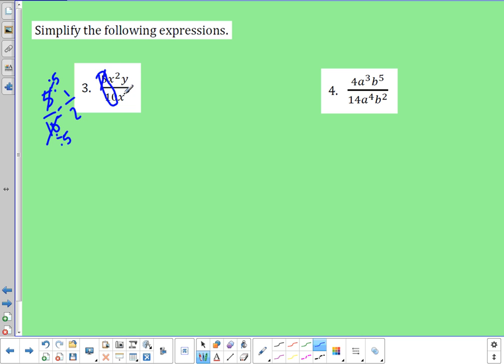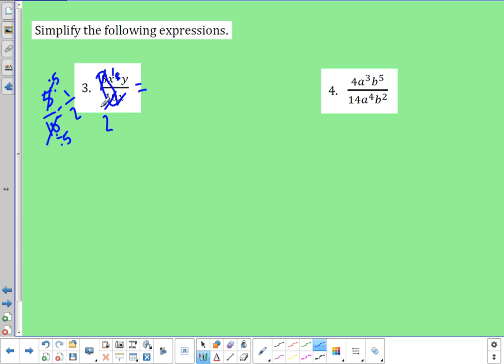This 5 on the top goes away. This 10 becomes a 2 on the bottom. Now the variables: I've got x squared over x. I can get rid of one of my x's. This x squared is like having 2 x's on the top. I've got 1 on the bottom. That one's going to go away, and instead of x squared, I'm going to have x to the first left over on the top. Y is just by itself. There's no y on the bottom, so I can't cancel it with anything.